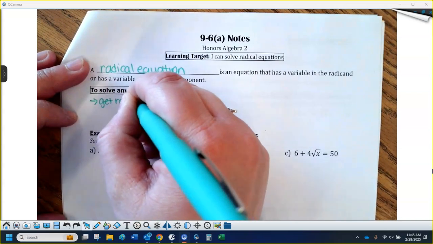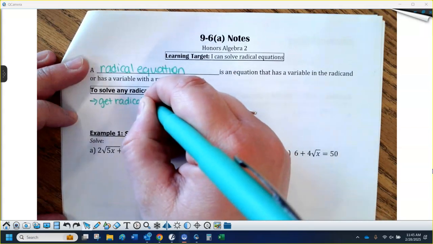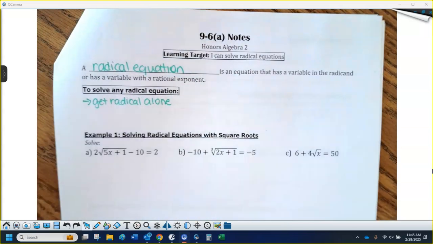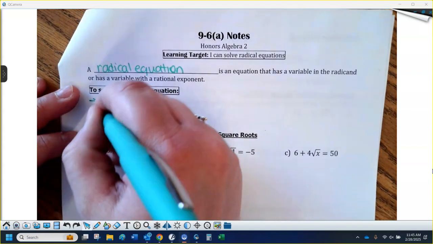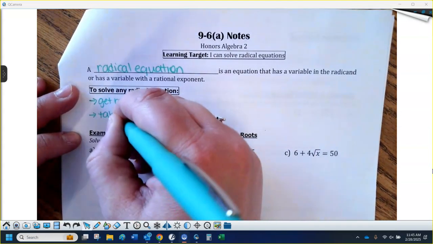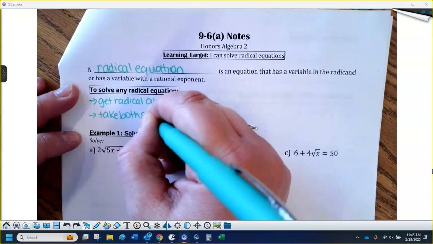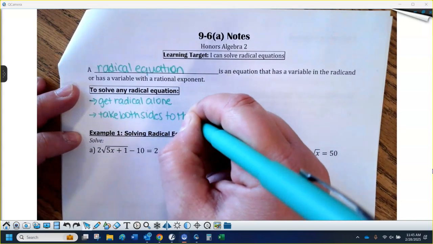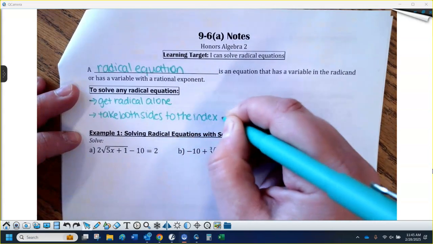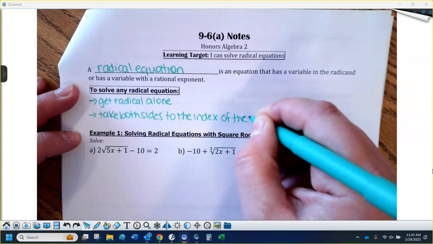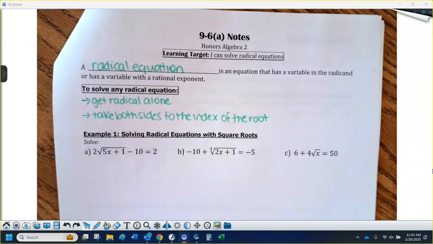All you have to do when you're solving these, as best you can, is get the radical alone on one side of your equation, whether it's a square root, cube root, whatever. And then to cancel it out, take both sides of the equation to the index of the root. So if you're working with a square root, you're going to square both sides. If you're working with a cube root, you're going to take both sides to the third power. That will cancel out the radical and allow you to solve the equation.